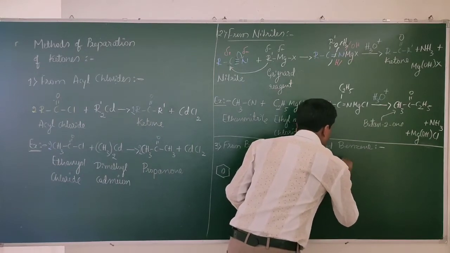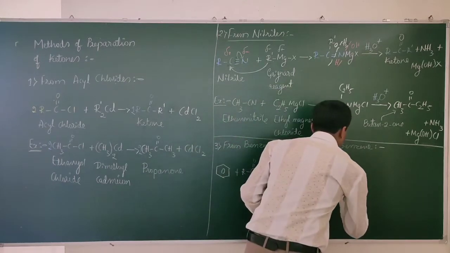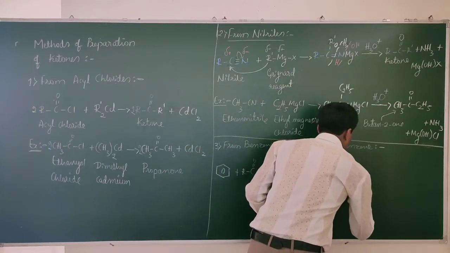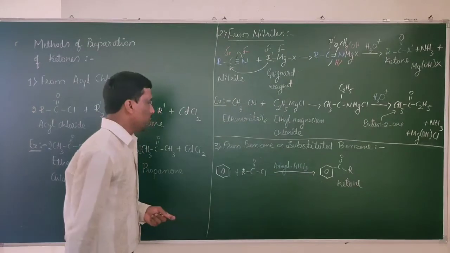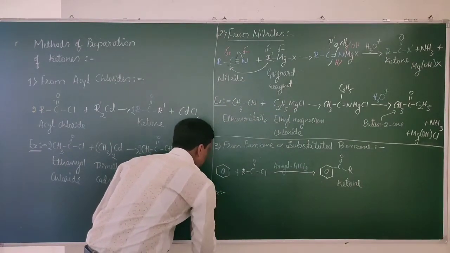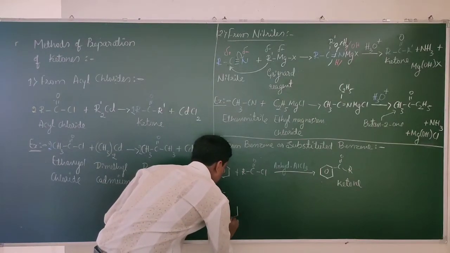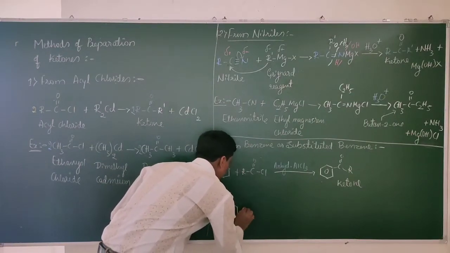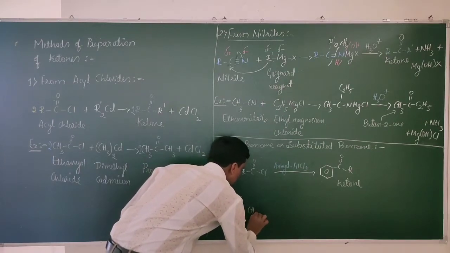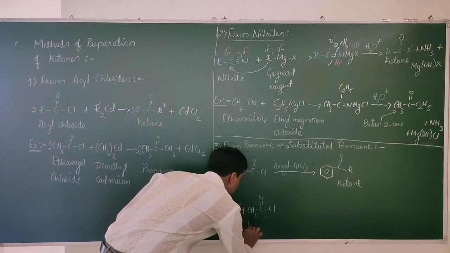Here CO will be joined. It is what? Ketone. It is ketone. Let us take one example. Benzene reacts with ethanoyl chloride.